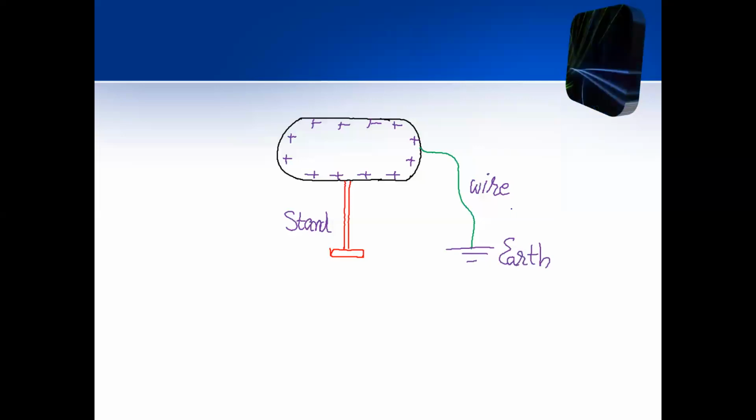Now look at this diagram. This is a positive rod, and I have connected the positive rod with a wire into the earth. I have connected a wire and I have connected the substance to the earth. Please copy down this diagram.